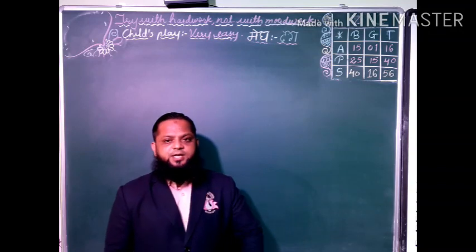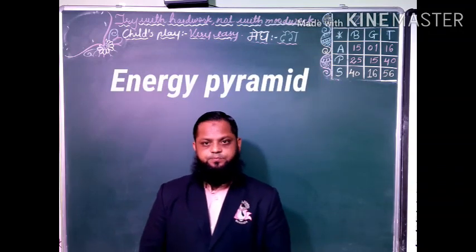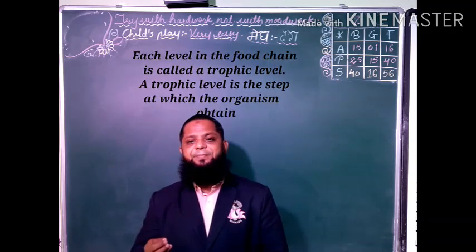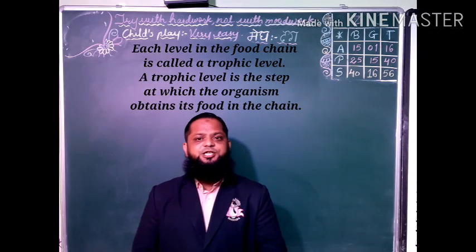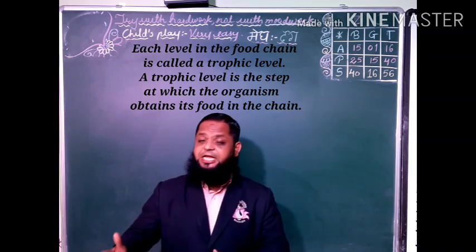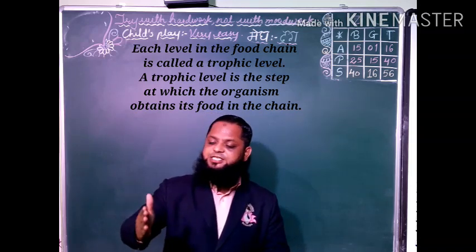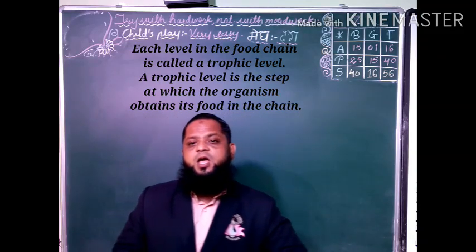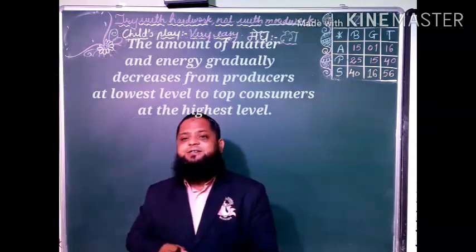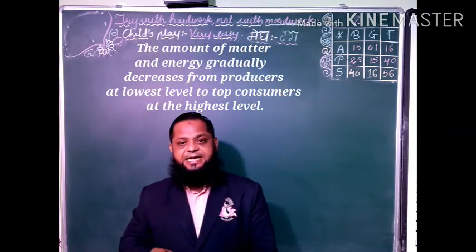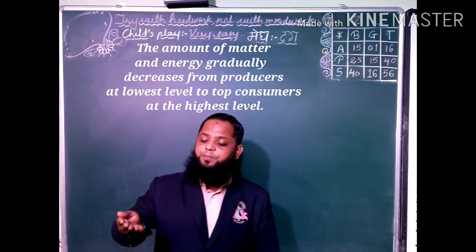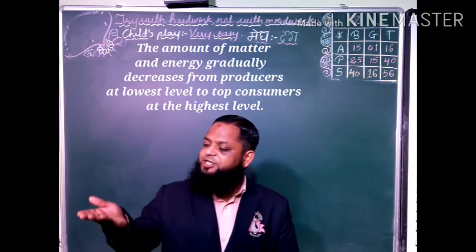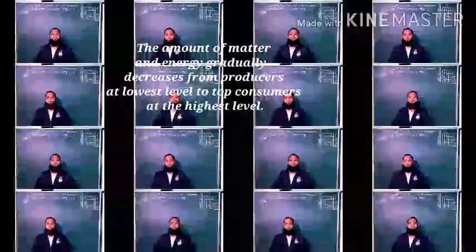Now we are going to study the energy pyramid. Each level in the food chain is called a trophic level. A trophic level is the stage at which the organism obtains its food in the chain. The amount of matter and energy gradually decreases from the producers at the lowest level to the top consumers at the highest level.